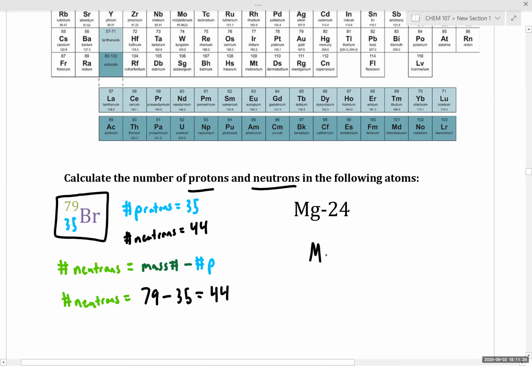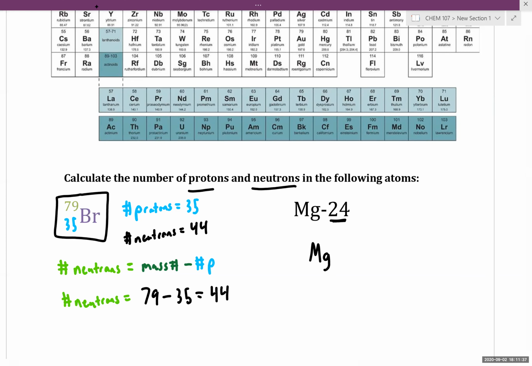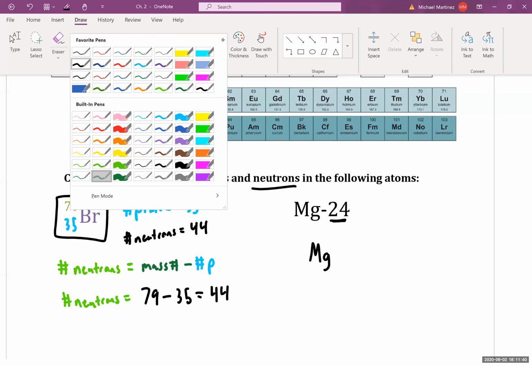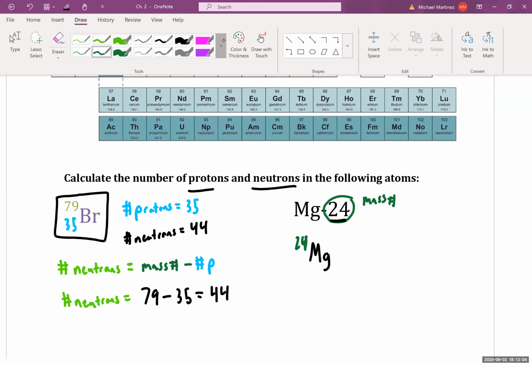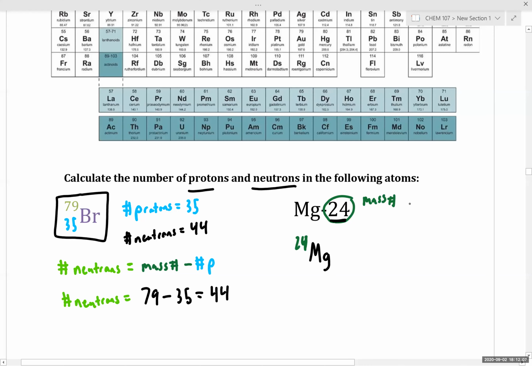So looking at magnesium 24, what is this 24 representing? Neutron. You're on the right track. The 24 is representing our mass number. So when you see magnesium 24, think of it like this, where our mass number is 24. That's critical because it allows us to now calculate the number of neutrons.